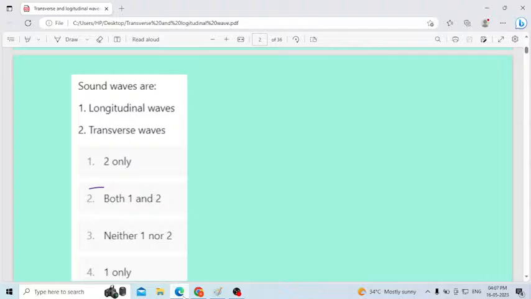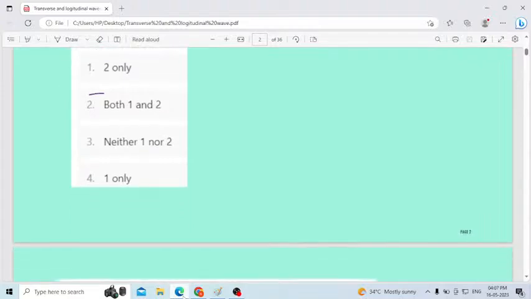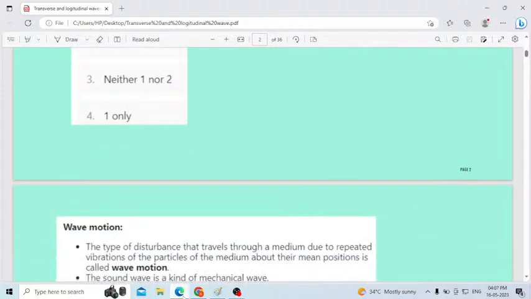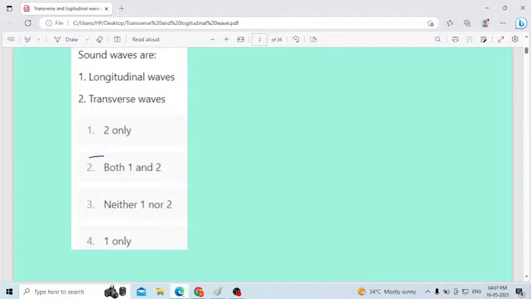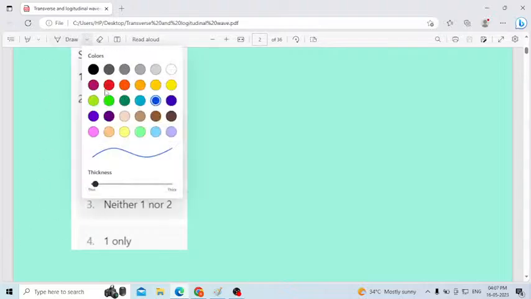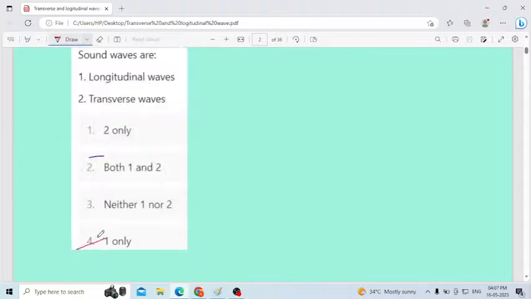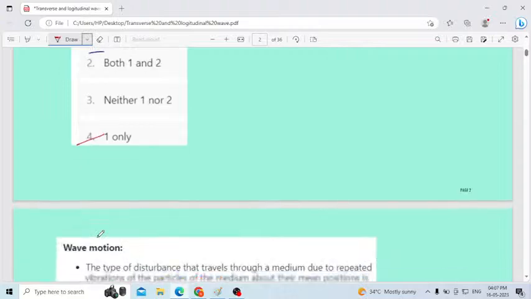Okay, option 1 is the correct answer. Sound wave is a longitudinal wave.